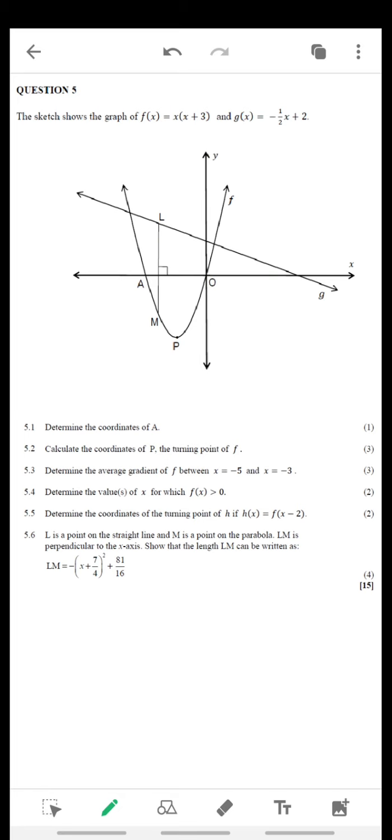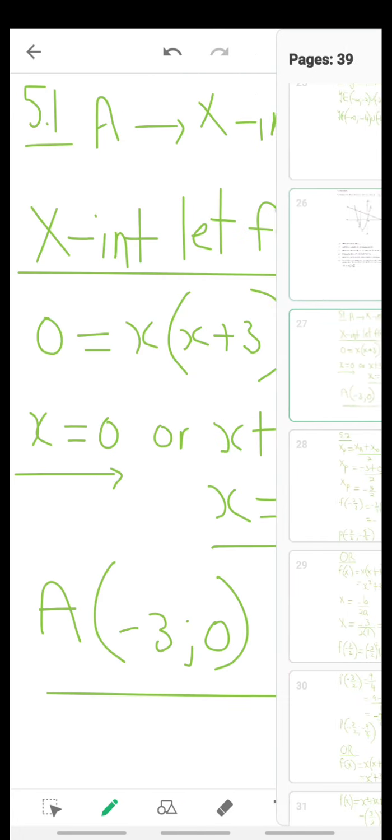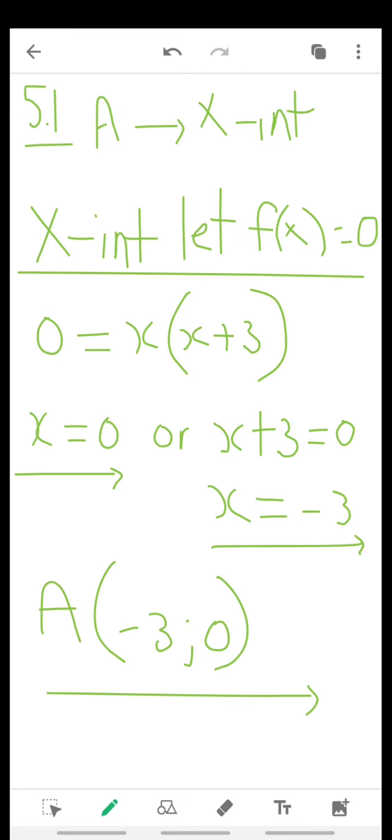The sketch below shows the graph of f. This is your f, which is a parabola, and g, which is a straight line. Now 5.1: determine the coordinates of A. We notice that A is the x-intercept of f, so you let y be equal to 0, then solve for x. So A is the x-intercept, let f of x be equal to 0. Then x equals 0, or x equals a minus 3. But remember x equals 0 is at the origin when you look at this graph. So A can only be minus 3, 0.